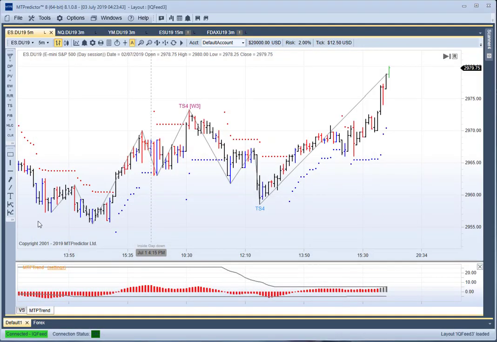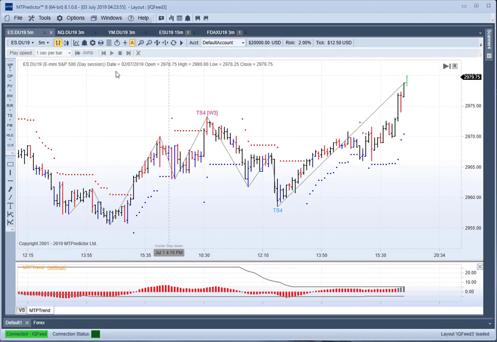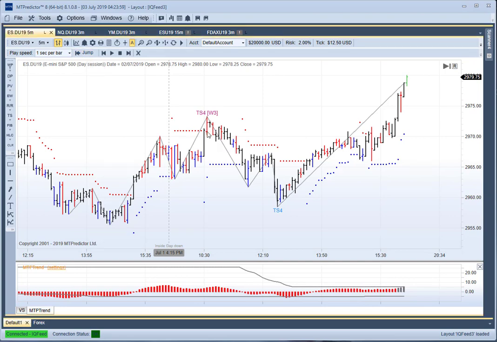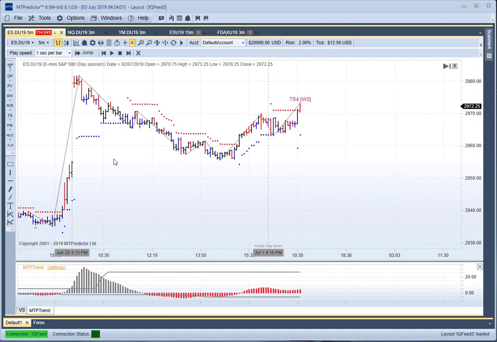Right, this was the trade setup we were looking at in yesterday's customers training webinar, and it was this TS4 Wave 3 trade setup here on the 5-minute E-mini. So if I go back, this is what it looked like at the time. As you can see, it looked to be a good trade setup with our MTP trending red, and we had a sell setup there.